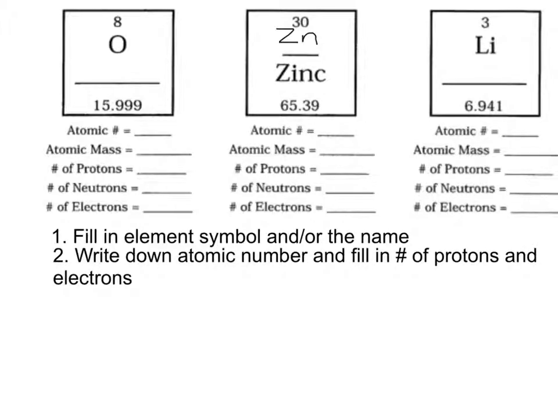The next thing you're going to want to do is to write down the atomic number and fill in the number of protons and electrons. You'll remember that the atomic number is written at the top, so we write 30 in here. That tells us the number of protons in an atom of zinc. So I write 30 for the number of protons, and because protons have a positive charge and electrons have a negative charge, for every atom the number of protons is equal to the number of electrons. So I can fill in 30 down here for the number of electrons.